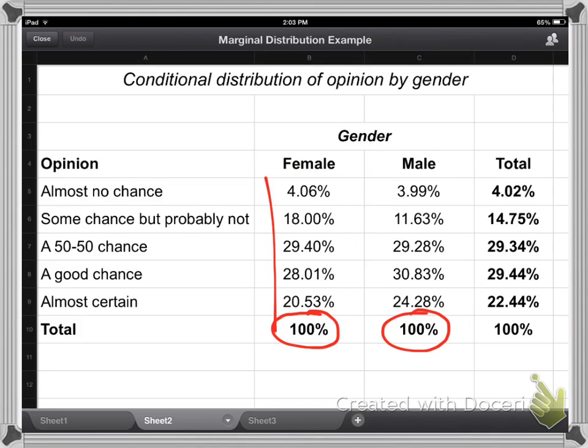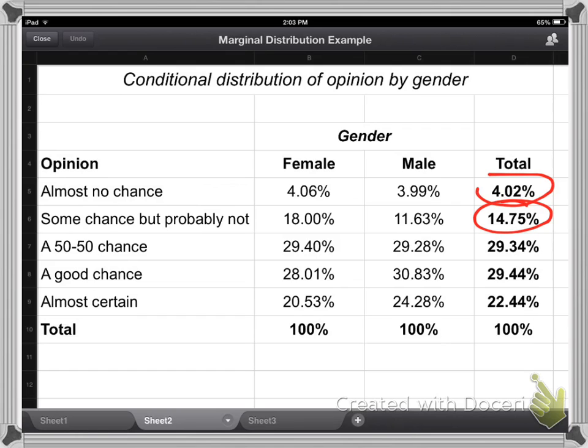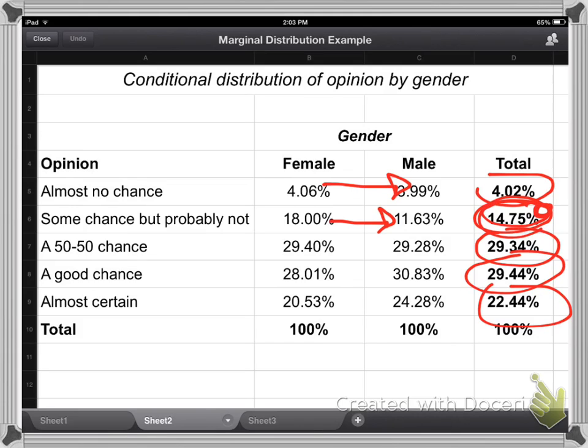But across the rows, you'll notice that the totals don't say 100% over here, and you need to be careful. It might be tempting to add across the rows, but if we added about 4% and about 4%, then over here we would have 8%, which is not what we have. Here, if we added across the rows, we'd have 18 plus about 11%, so that'd be around 29%. Again, not what we have. We only have 14% in this column.